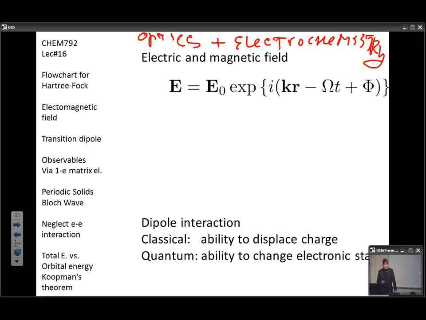So, what is light? What is optical? What are optical experiments? Why are they important and what can be taken into account? So the light is periodic oscillations of the electromagnetic field that is propagating in time and space, right?